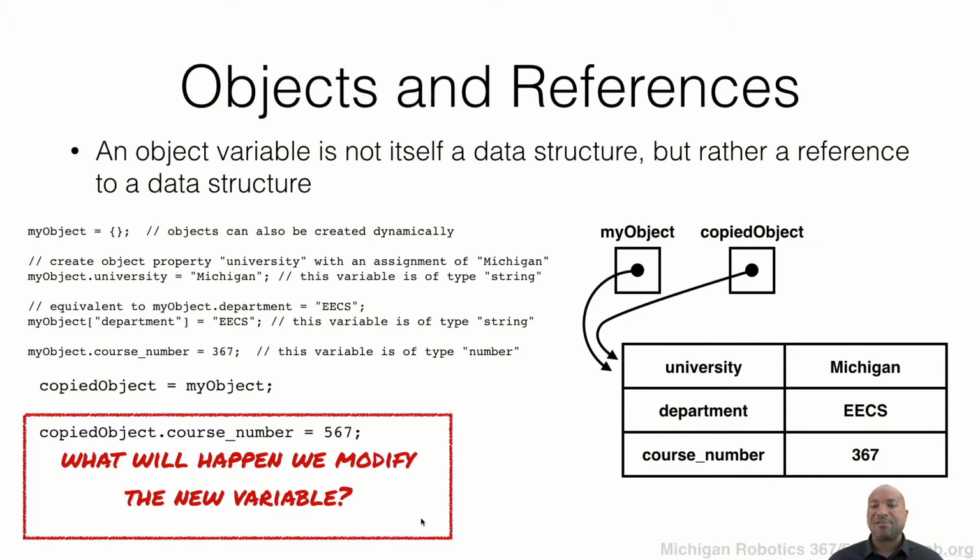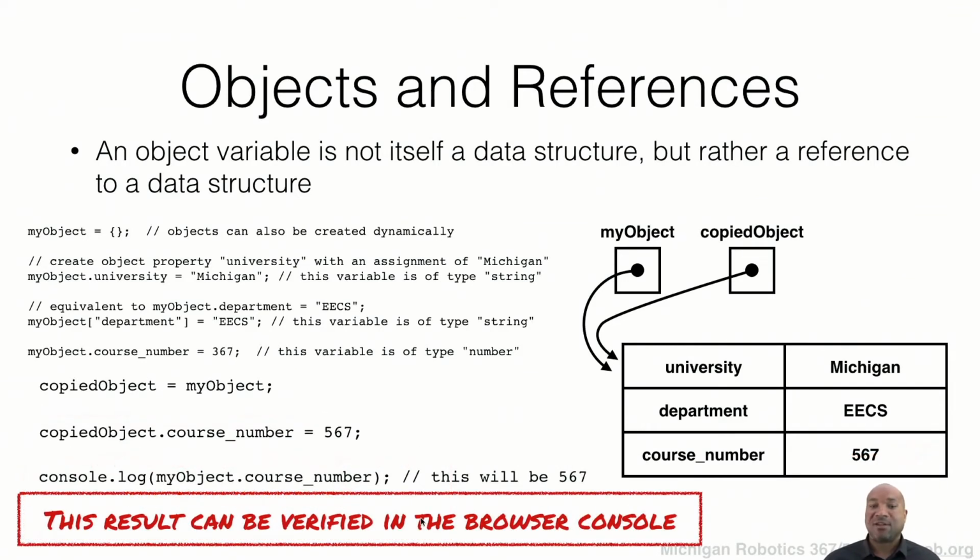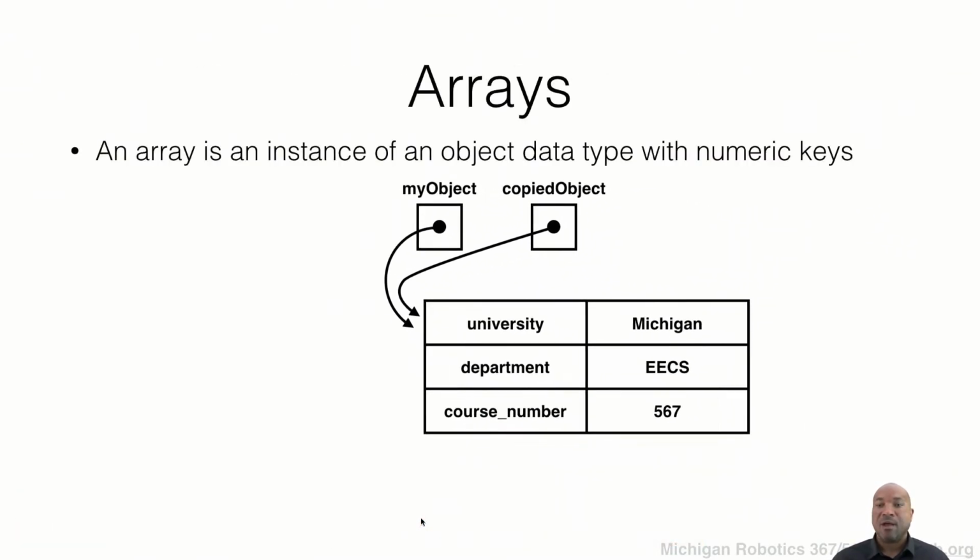Because now if I make some change to the copied object, that's actually making a change to both objects. So if I change the course number value from 367 to 567, that will actually change the value for my object as well. That can lead to real problems if you're not careful. We can verify this in the console: after modifying the copied object, if we ask what that same value is for my object, we'll get the modified value. So you do really have to be careful with that.